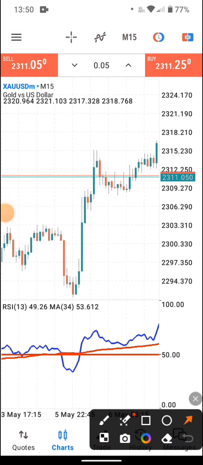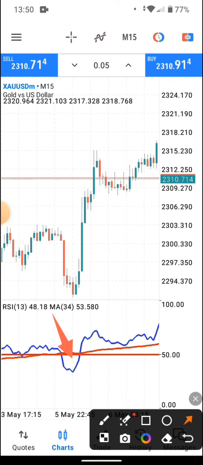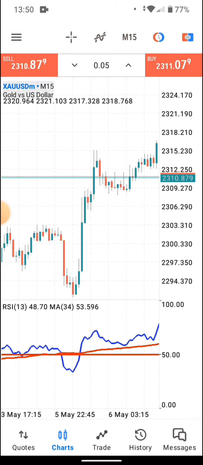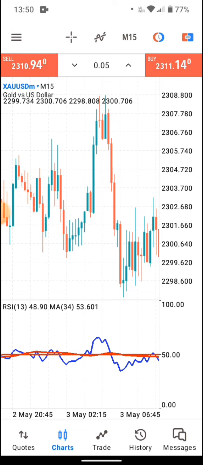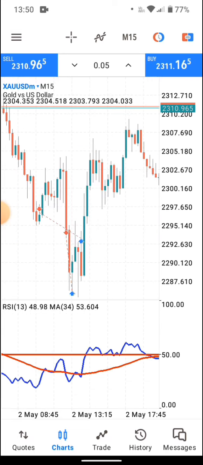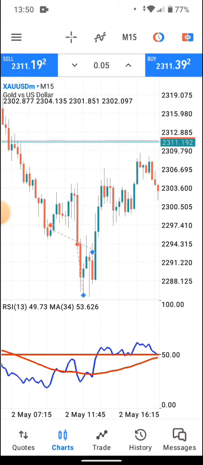So now we saw here the RSI was above the 34 moving average. What happened? You see a spike here, right? The market moved up. So you see the RSI was above the 34 moving average, and this is another sniper entry. I need to show you more, so you can see this strategy really works. Let's look for another one. Look at another sniper entry here, guys.